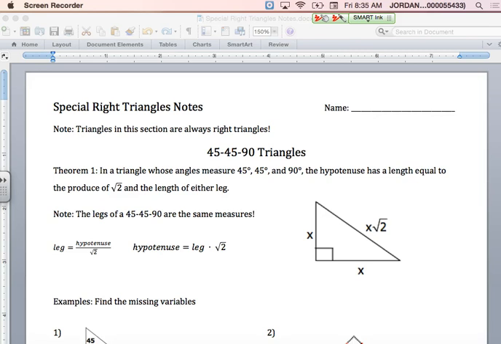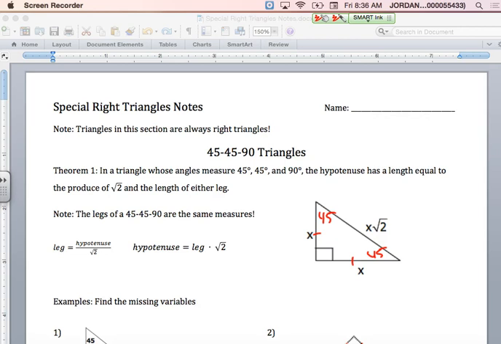The first type is a 45, 45, 90 triangle, and that's just referring to the angle measures. So it's got a 90-degree angle because it's a right triangle, and then the other two are both 45, which makes it an isosceles triangle. Whenever it's an isosceles triangle, we know that two angles are the same, of course the 45s, and that makes the two sides the same also. So two sides are equal because two angles are equal. It's an isosceles triangle.